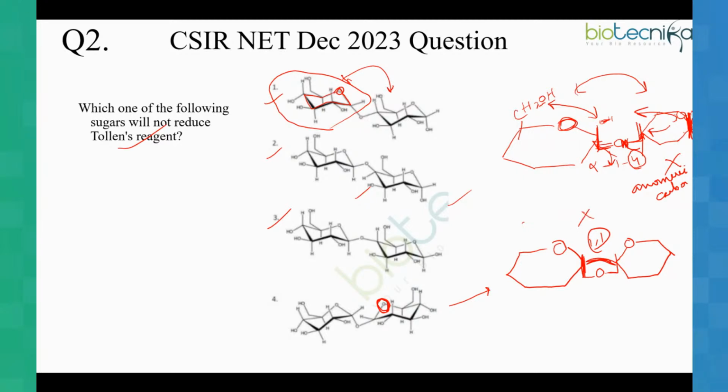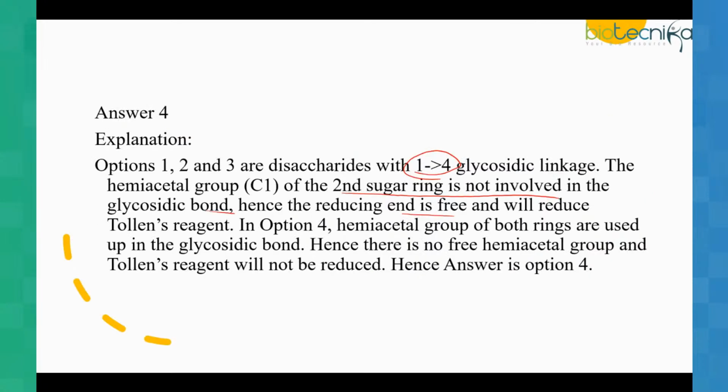Yes, that's right. Very good, Satyam. That's right. Sucrose is a non-reducing sugar because it lacks a free aldehyde group necessary to react with Tollens' reagent and produce a silver color. Very good.